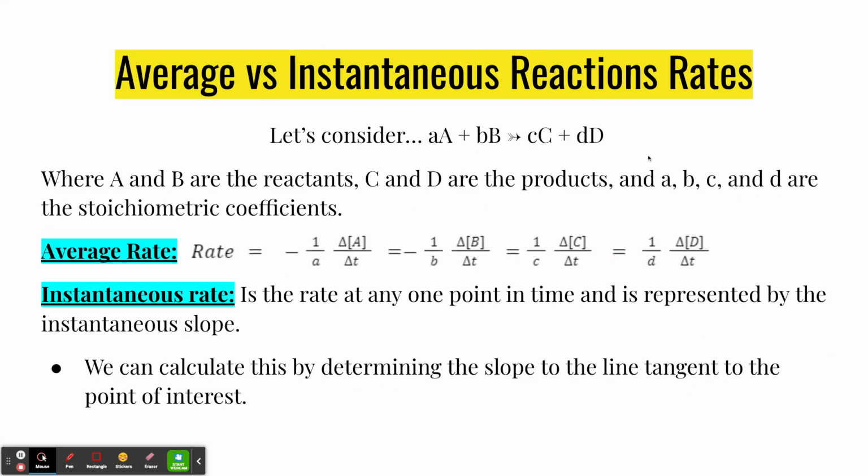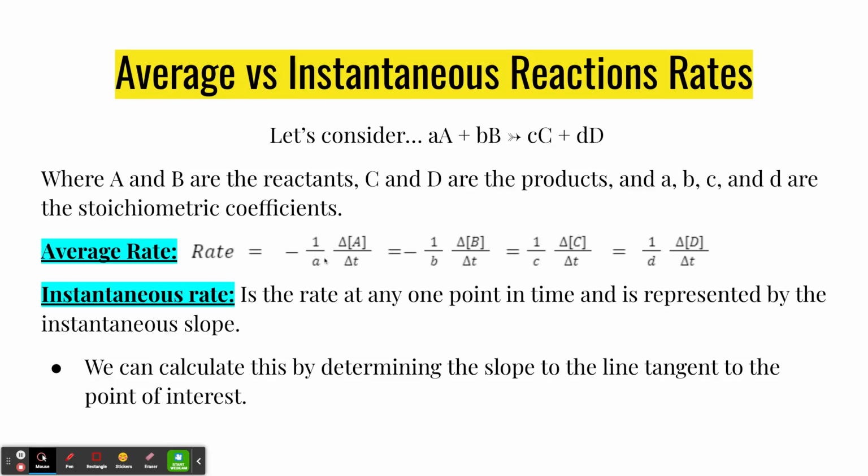Okay, so average versus instantaneous reaction rate. Let's consider the reaction aA plus bB yields cC plus dD, where capital A and capital B are the reactants, capital C and capital D are the products, and lowercase a, b, c, and d are the stoichiometry coefficients. The way we calculate the average rate of this reaction is to take negative 1 over the stoichiometry coefficient times the change in concentration of the reactant divided by the change in time.